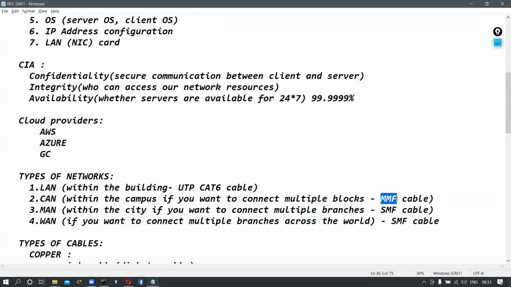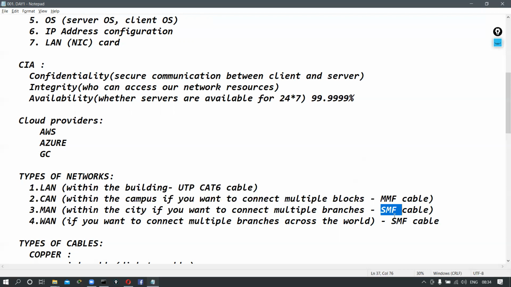Multi-mode supports only 2 kilometer distance. Single mode supports 40 kilometer distance. Multi-mode fiber optic supports how many kilometers? 2 kilometers.